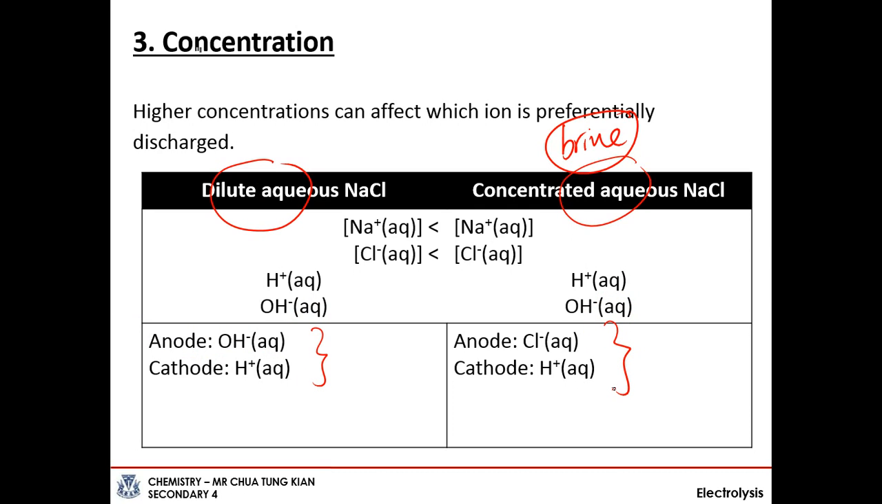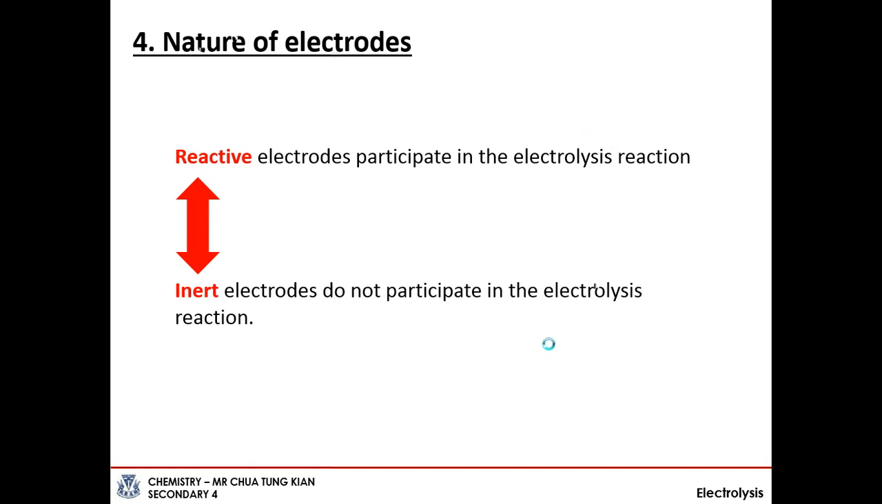So for dilute NaCl, the anode is OH-, and the cathode is H+. For concentrated NaCl, the anode is Cl-, and the cathode is still H+. So why? Why is this so? Later on, we will go a bit deeper into this.